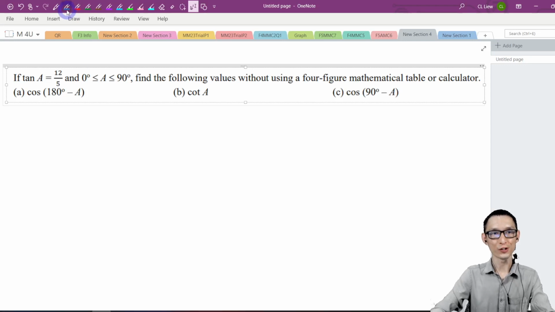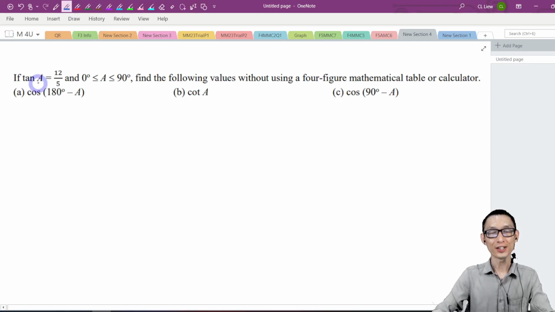Hi, let's try to solve these three questions. If tangent A is equal to 12 over 5, and given that A is from 0 degrees to 90 degrees, find the values without using four-figure mathematical tables or a calculator.